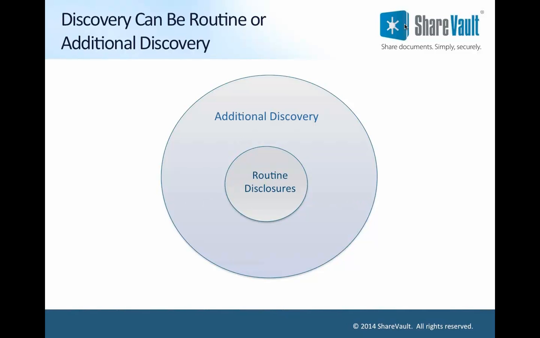Now, the way I think of this discovery is you have this rule, where you'll see that you have what's called routine disclosures or routine discovery, as well as additional discovery. And the routine disclosures are very narrow for these proceedings. They're much narrower than you might get in a civil proceeding. Whereas the additional discovery, if you get that, would be similar to the kind of discovery you might get in a civil proceeding or district court.